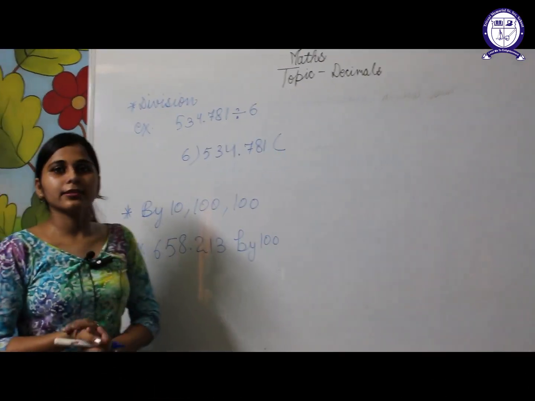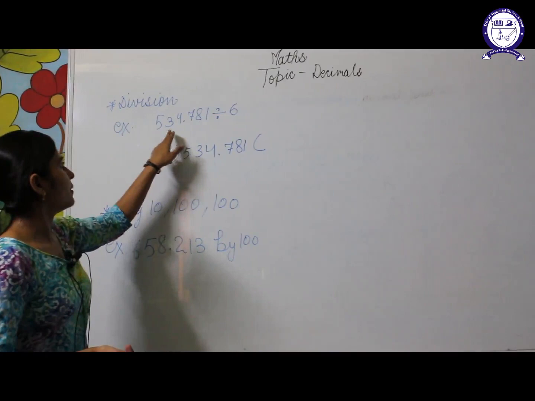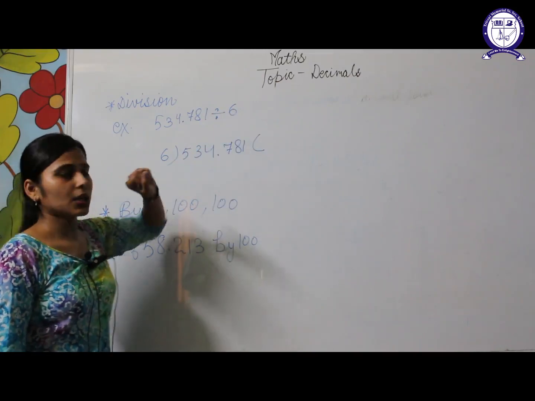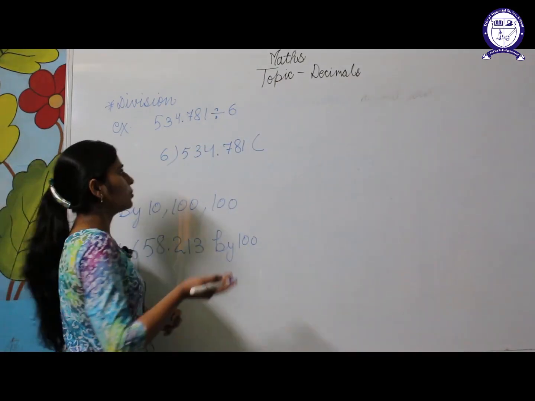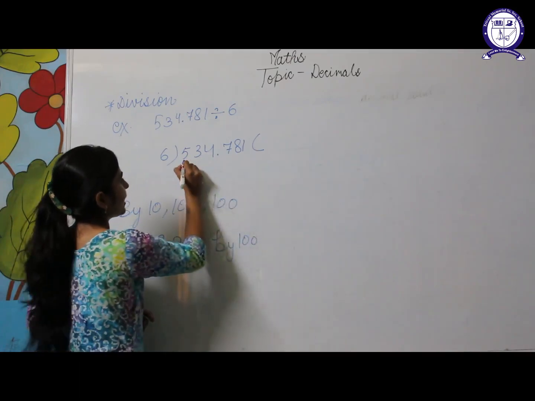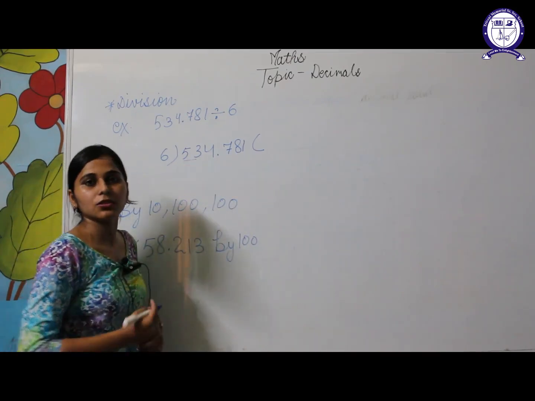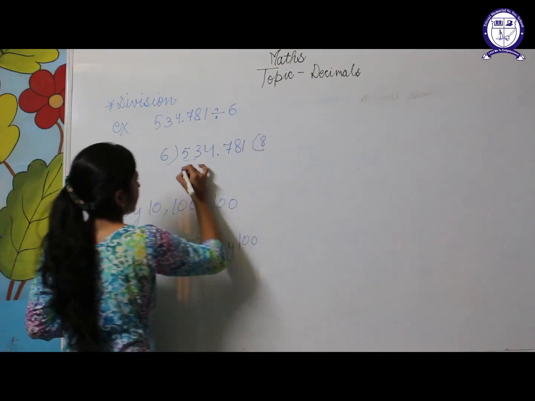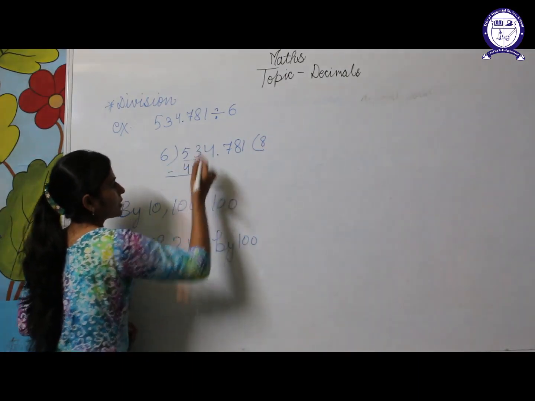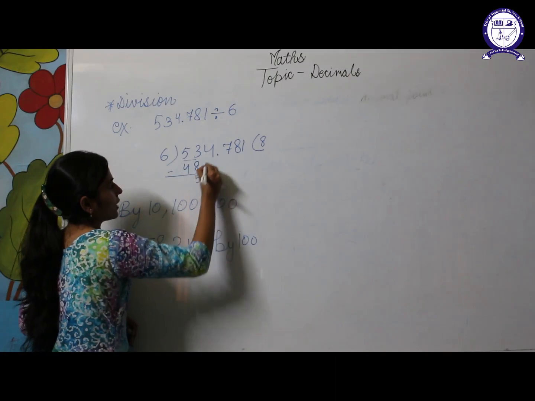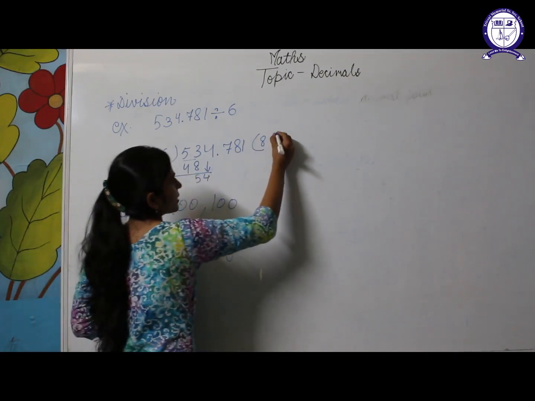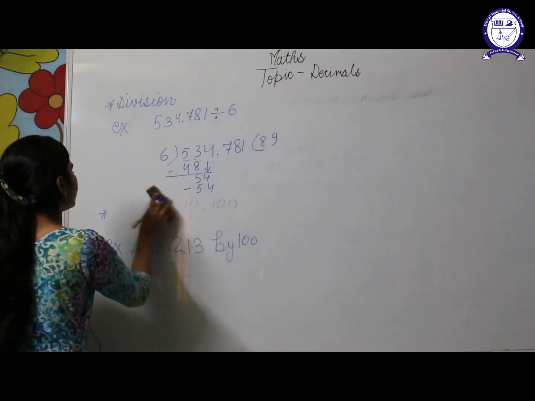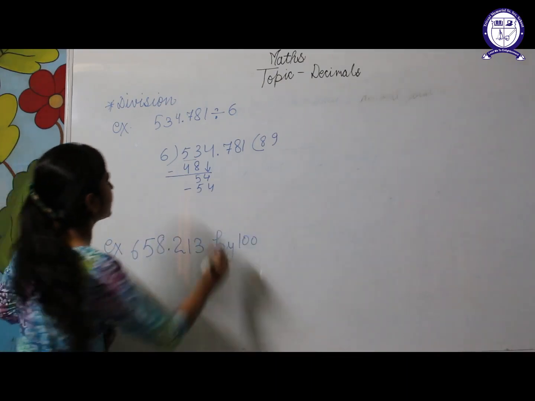Now students, we will discuss division. Here we have one example, 534.781. We have to divide this number by 6. As in normal division, we can start from there. We take the two digits, 53. 53 is not in the 6 table, so we take a smaller number, 48. So 53 minus 48 gives us 5. Now we write down 4. So 6 9s are 54. So students, we subtract 54 from 54, and it gives us 0.